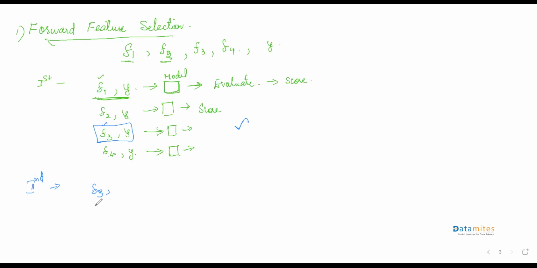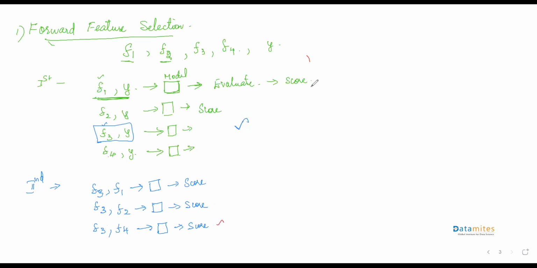It is going to take two features and check how the model is performing. So with F3, it will check feature 1 and feature 3, train the model and get the score. Similarly, it is going to check the combination with other features like F3, F2, and F3, F4, and get the score. It will train the model with these two features and check the score and see where we are getting a good score. Let's assume that this is giving a good score.